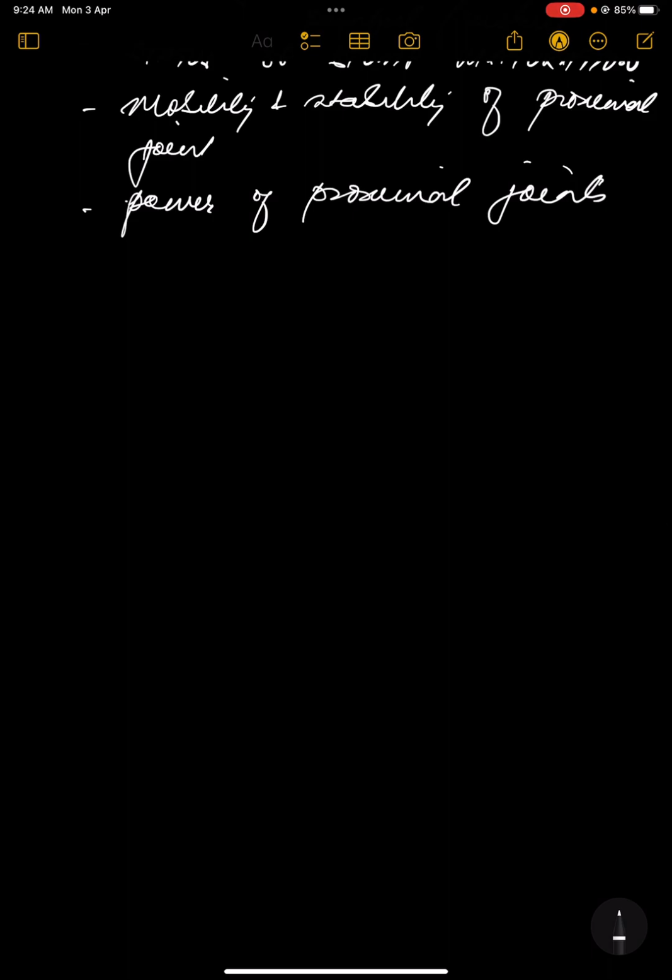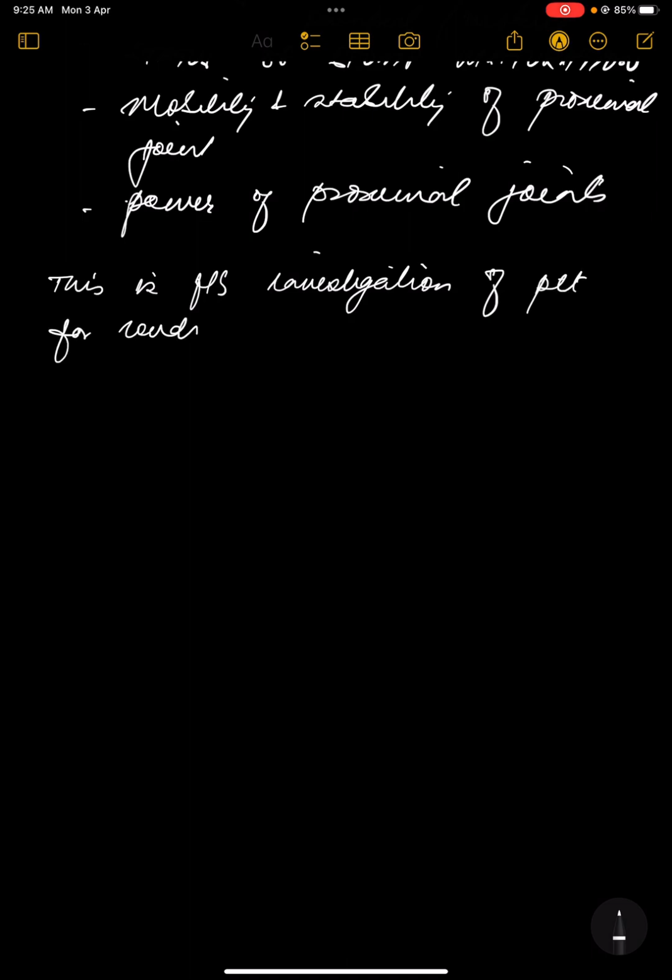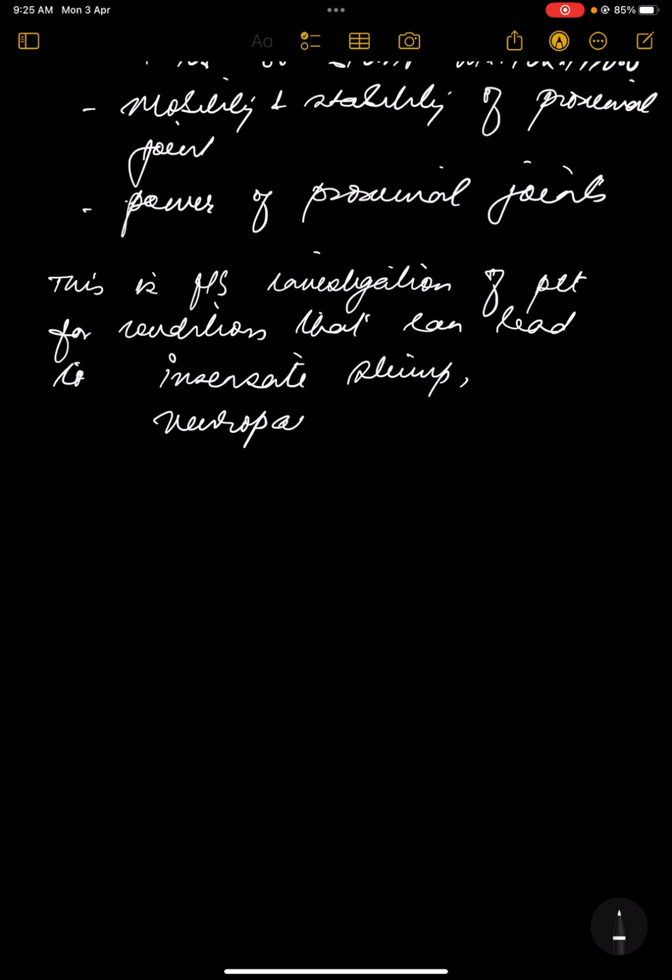So, after this, you investigate the patient for conditions that can lead to an insensate stump, a neuropathic or arthritic joint, and these conditions include vascular or neurological compromise, progressive vascular, neurological or metabolic compromise.